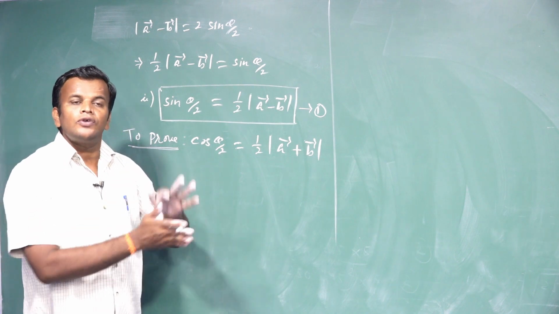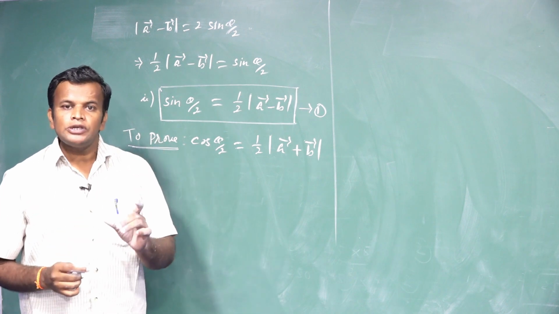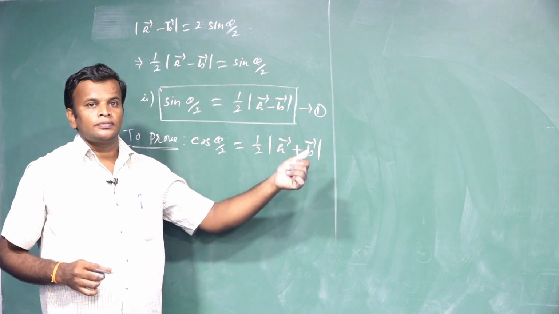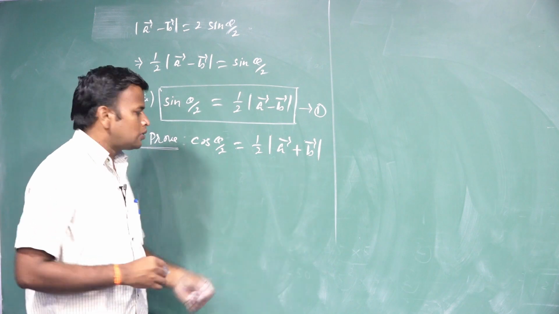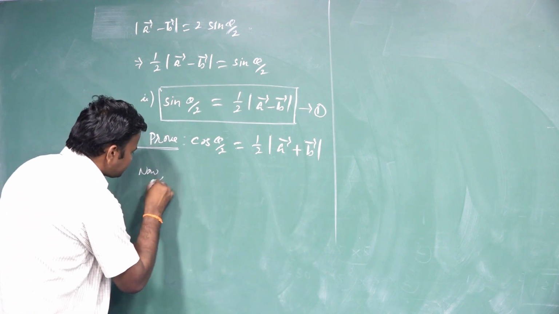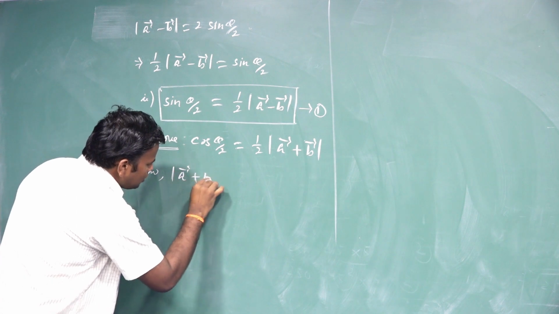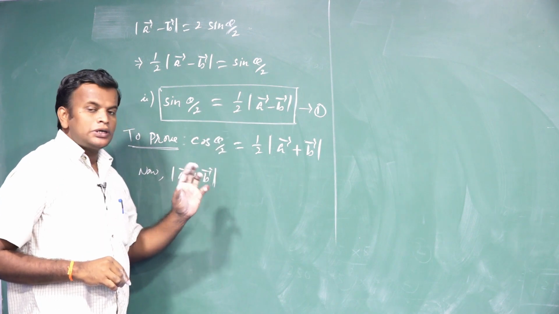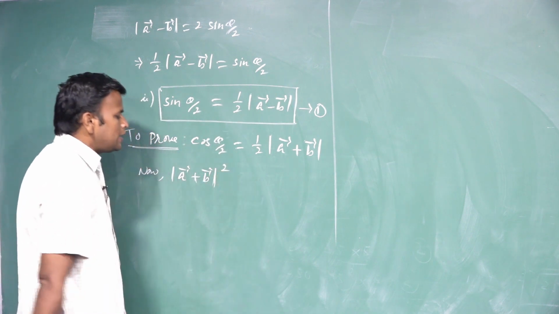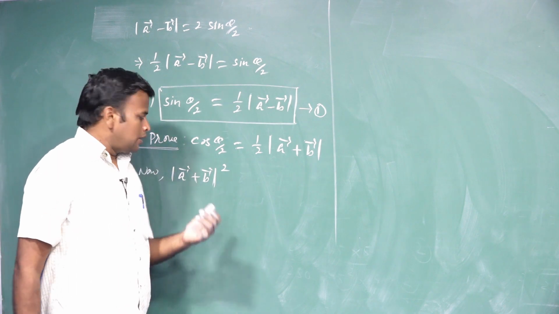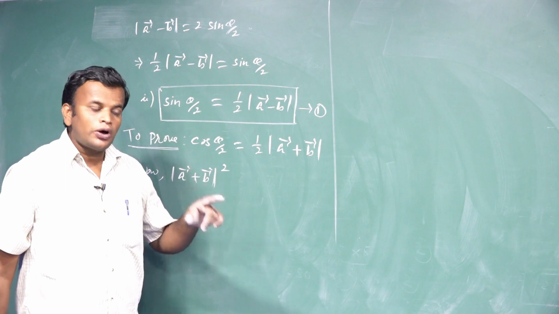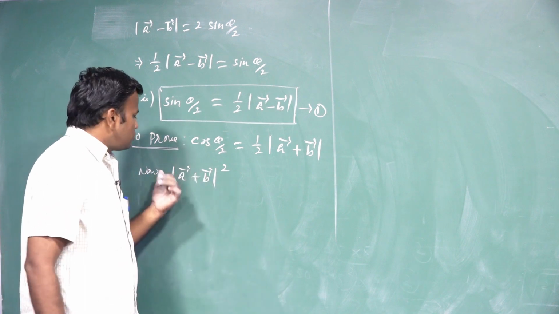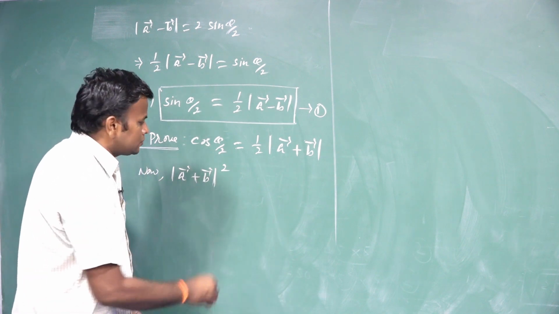Using the same way of the first subdivision. In first subdivision, one term is involved. The term is modulus A vector minus B vector the whole square. Here modulus A vector plus B vector is there. But we need some cos theta by 2 terms. So we check what is the value of that one. Here, modulus A vector plus B vector is involved. So we take modulus A vector plus B vector the whole square.